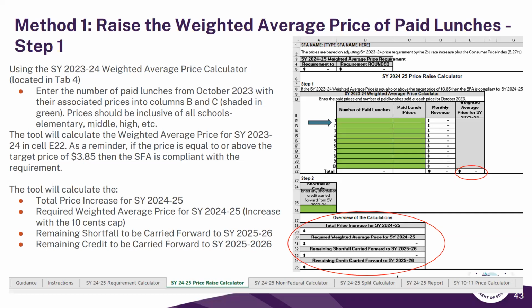The tool will calculate the total price increase for 24-25, required weighted average price for 24-25, increase with the 10-cent cap, remaining shortfall to be carried forward for 25-26, and remaining credit to be carried forward to school year 25-26.